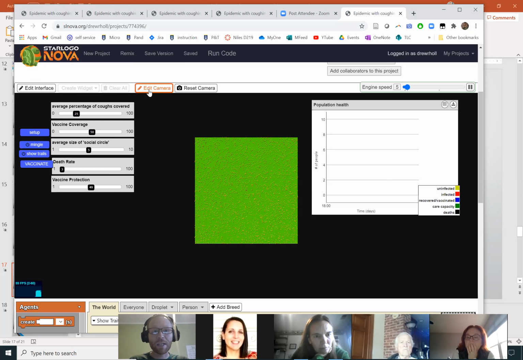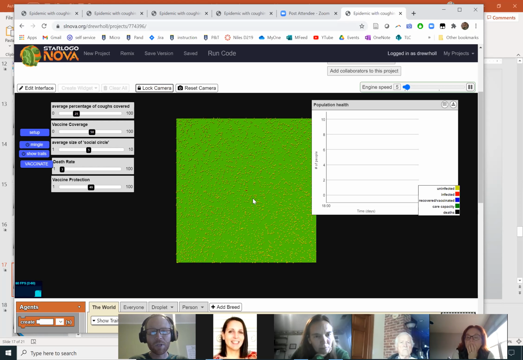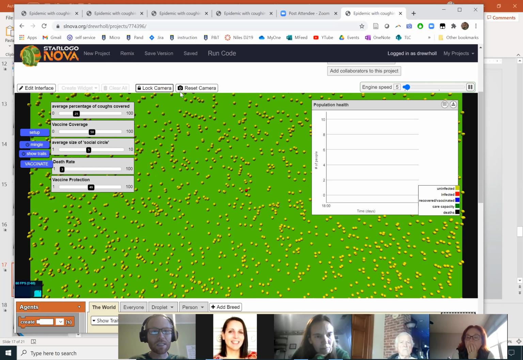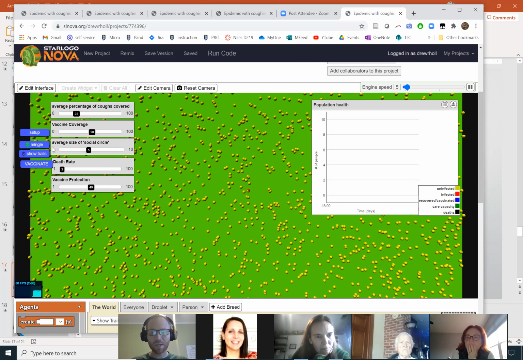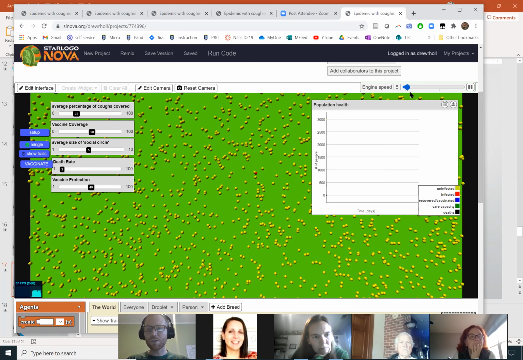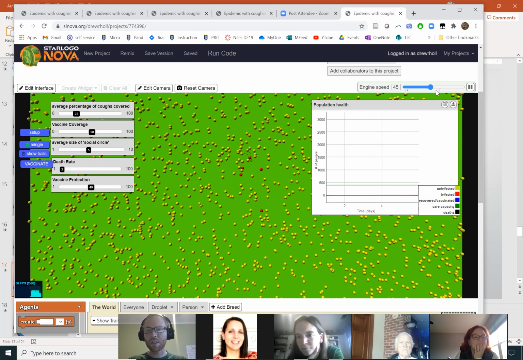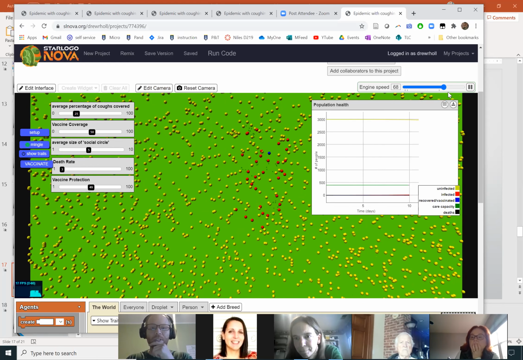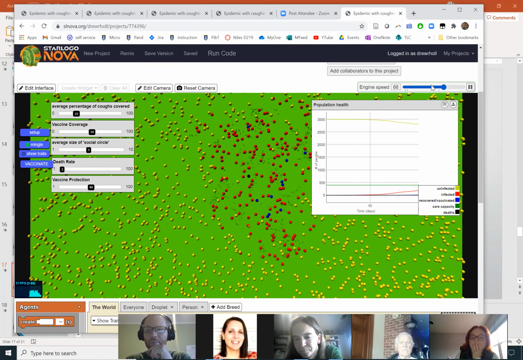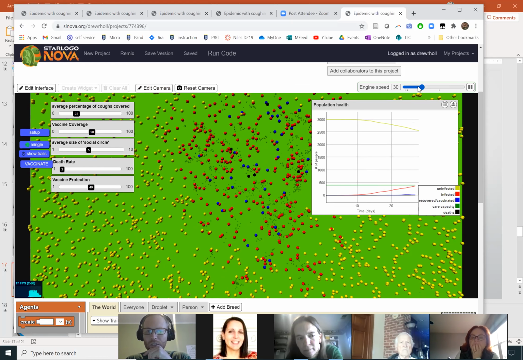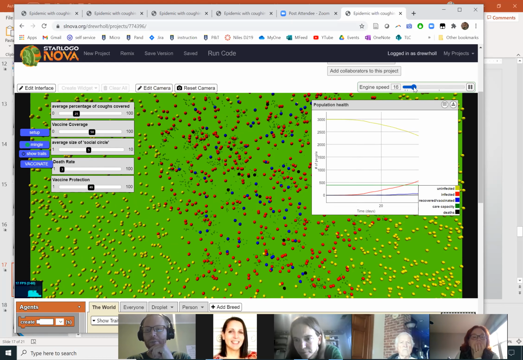So if I want to, I can click edit camera and I can use my scroll bar to see in a little closer, and I can lock the camera. I'm going to hit mingle to get them going. And then you can also speed up the process. So in that top right, you see engine speed. So just for the sake of time, feel free to increase that. But you can obviously decrease it just to see what exactly is happening there.